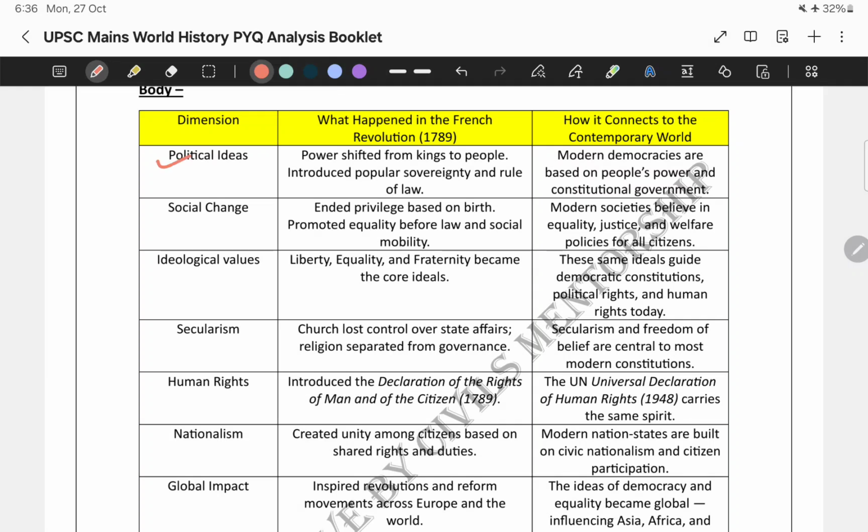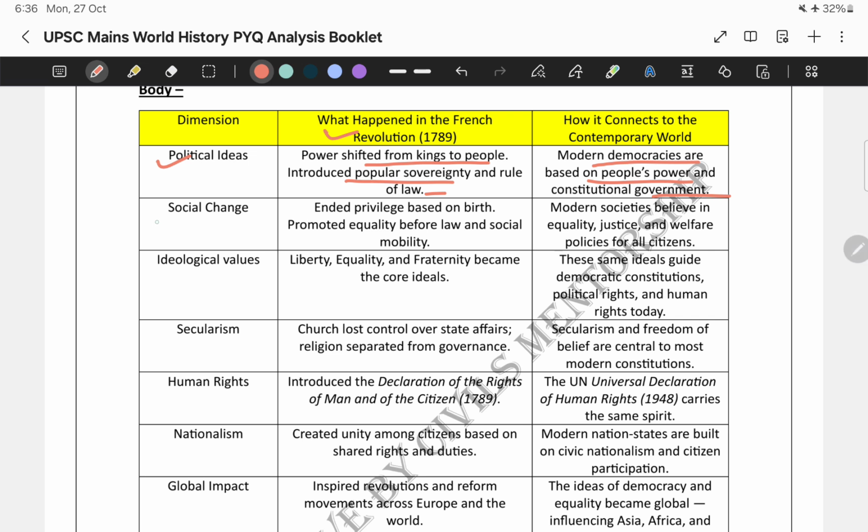First is political ideas. What exactly happened in the French Revolution? Power shifted from kings to people, and it introduced popular sovereignty and the rule of law. Now, how can we connect it to the contemporary world? For example, modern democracies are based on people's power and constitutional government. So this is one dimension, the political ideas.